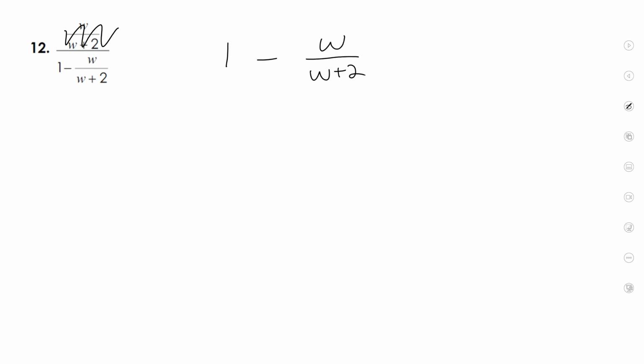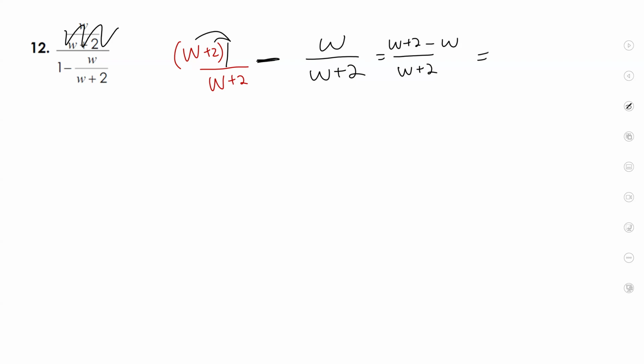All right, so in order to combine these fractions, the denominators need to be the same. So what do I need to put down here? Exactly. We'll put it in the numerator as well. Okay, so let's go ahead and combine the fractions. Now that the denominators are the same, you just copy it down. W plus 2 times 1 is still just W plus 2. So I'll have W plus 2 minus W.